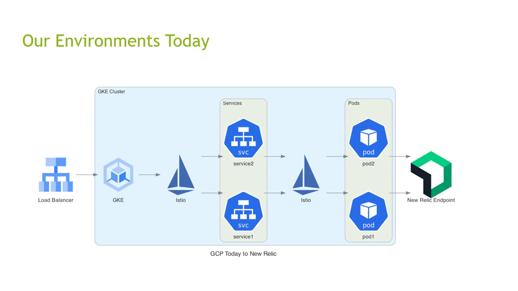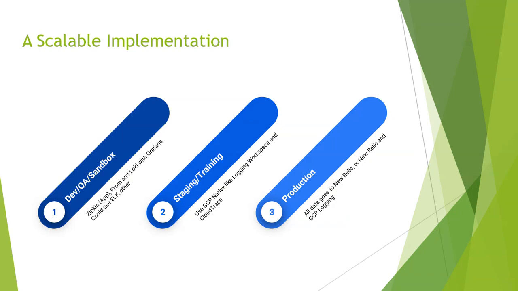So a lot of our environments today, at least the ones that have made it to GCP, we have a load balancer that goes to GKE. We use something called Anthos Service Mesh, which is just a fancy Google branding of Istio. That goes to virtual services, which goes to services, which goes to Istio, which goes to pods. So far, this is Kubernetes in a nutshell. But all our pods natively send to New Relic, whether they're lower environments or upper environments. And it works fantastic. But what we kind of want to do is a more scalable implementation.